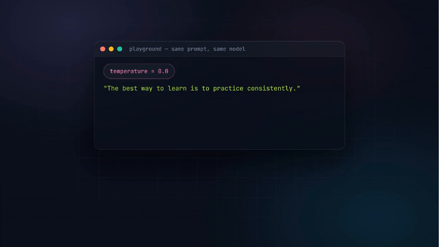Here's a language model with the temperature slider at 0. Ask it anything and you get this. Safe, sensible, a little boring. The best way to learn is to practice consistently.